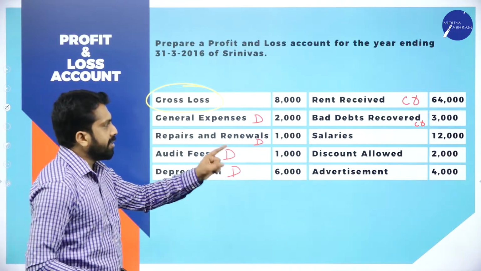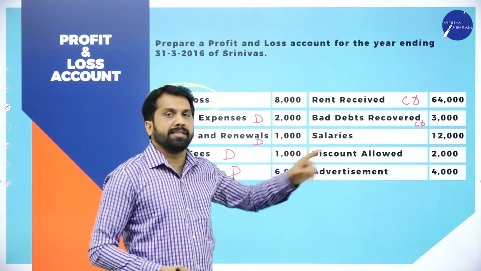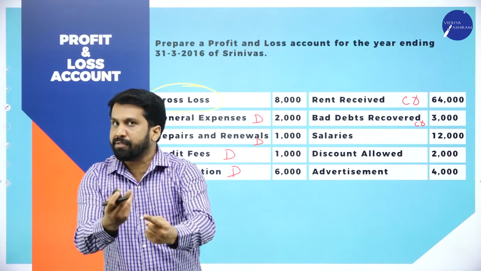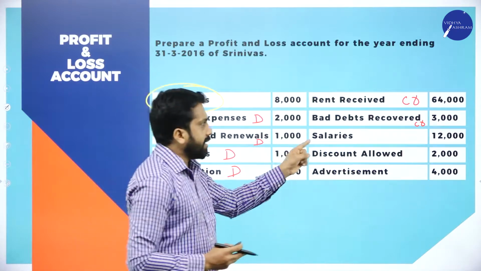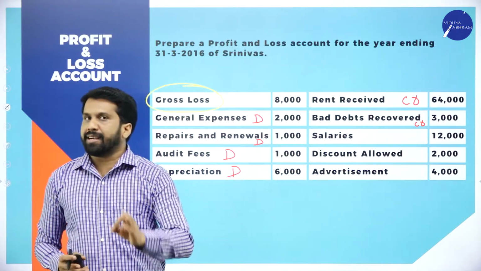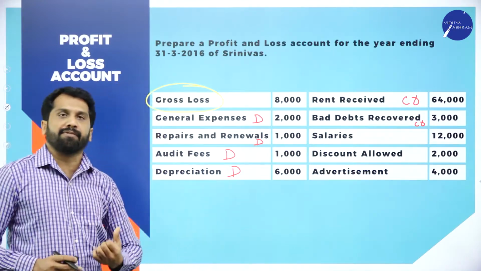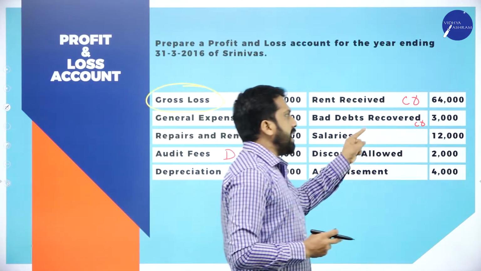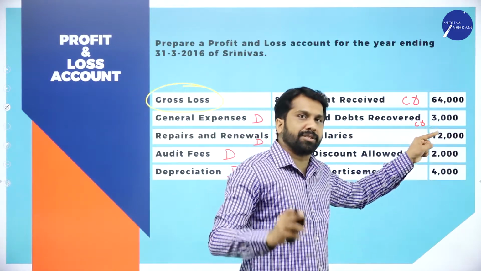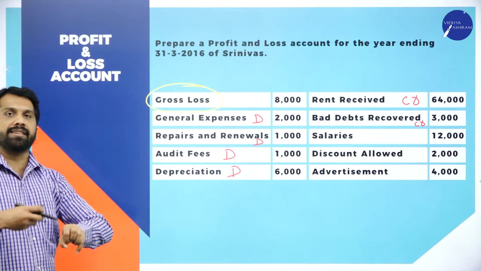So debt means loan. Bad debt means the loan which you have given that will not be collected back. That is bad debts. Recovered means you thought that he will not give you back, but surprisingly you received that 5,000 back after 6 months. That is called bad debts recovered. So it is always credit. Why credit? You are receiving.